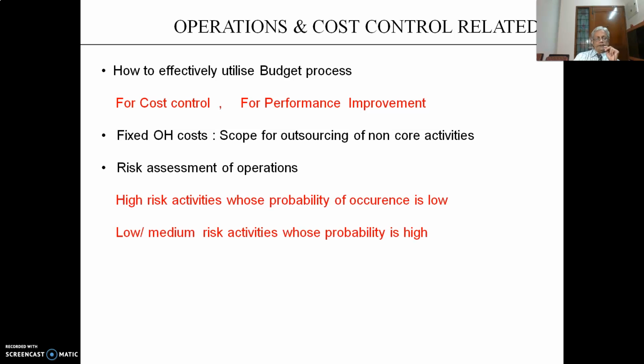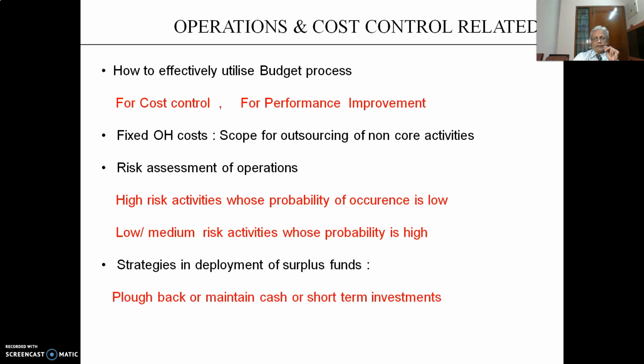Then another interesting point is about the risk assessment of the operation. Any organization has many risks in their operations, so you make a lot of assumptions in the whole thing. You have a risk profile build-up, you have a risk mapping. There you focus on the high-risk activities whose probability of occurrence is very low, and also the low or medium risk activities whose probability of occurrence is very high. For both these categories of activities, you better have plan B ready. In case the risks become a reality, you can immediately switch over to plan B so that your operation will not get stalled or face any surprises.